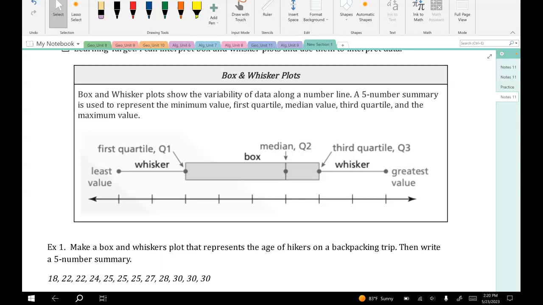What a box and whisker plot does is it shows how much the data varies along a number line. And we have what's called a 5-number summary that we pull information from. So our 5-number summary includes the least value of your data set, your smallest value. It also includes your highest, or your greatest value.